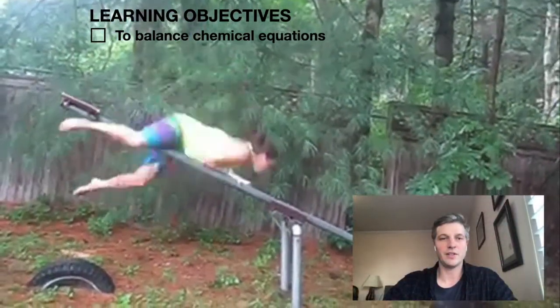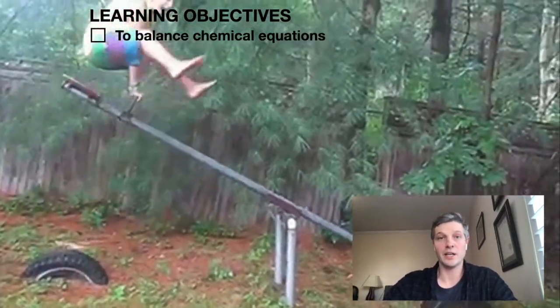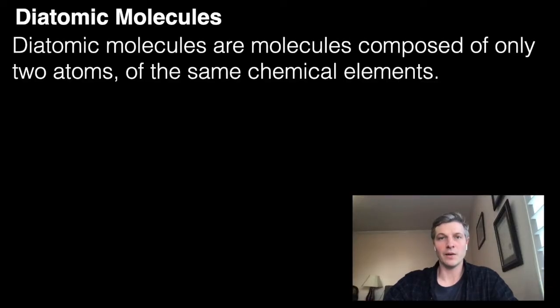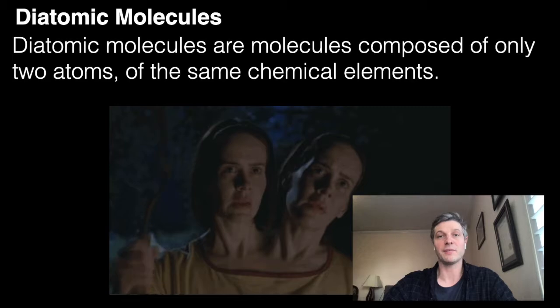The learning objective for this lesson is to balance chemical equations. This is a fundamental skill that we're going to need moving forward in Year 10 chemistry. Now, one of the molecules we haven't looked at yet is diatomic molecules. They are really simply a molecule composed of only two atoms of the same chemical element.